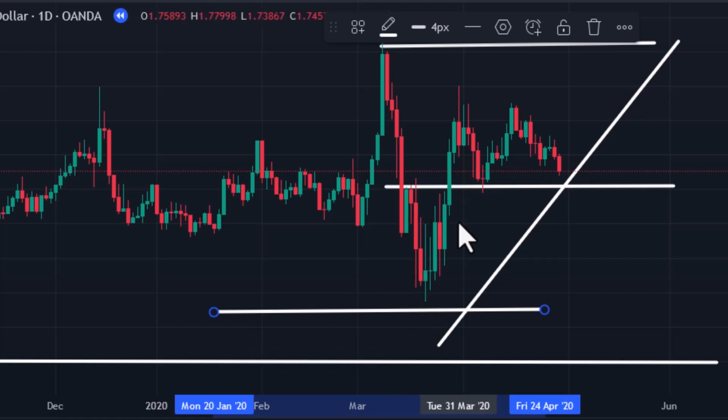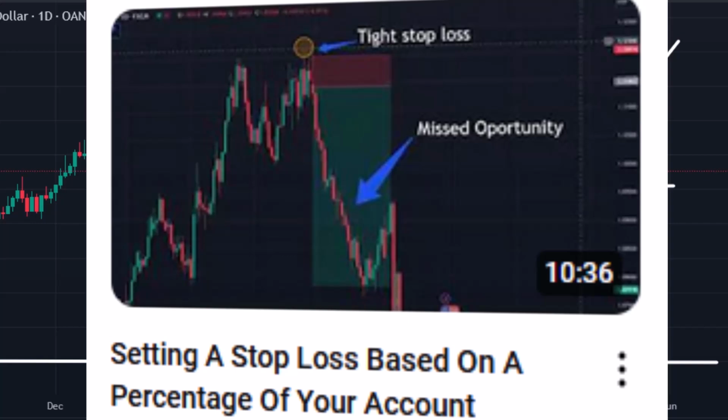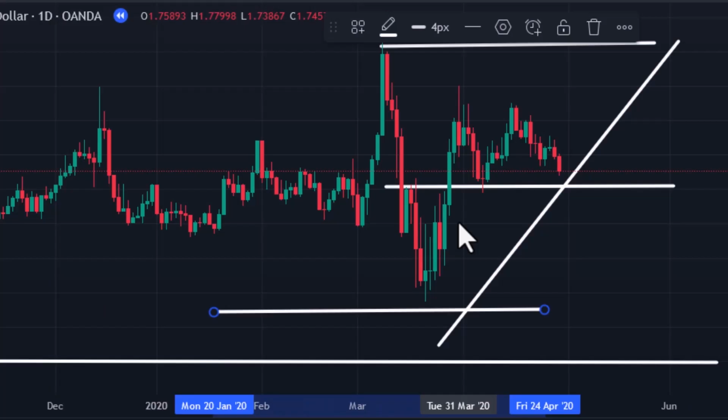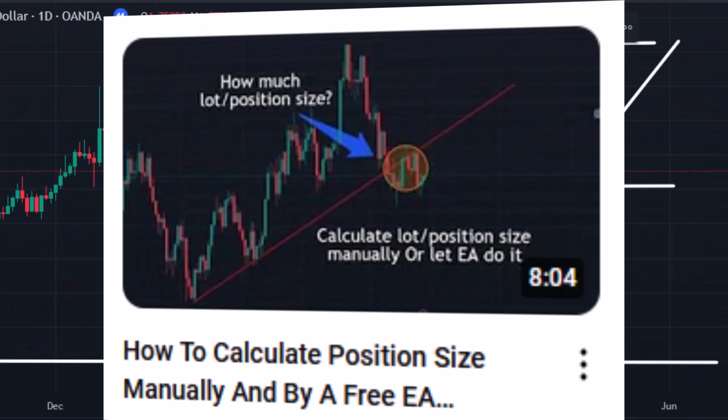If you have not watched my previous video on how to set stop loss based on account balance percentage, then check it out. And if you don't know how to set a proper lot size, either manually or by using an EA, I have done a video on that, so check it out and see how to use position sizer. It's an EA that helps you to calculate your lots, your stop loss, and your target.